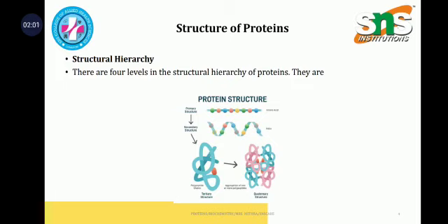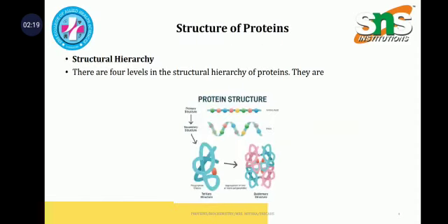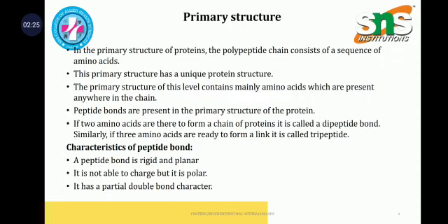Coming to the structure, there are 4 levels of structure in proteins: primary, secondary, tertiary and quaternary. In the primary structure of proteins, the polypeptide chain consists of a sequence of amino acids. You may see that it is the linear sequence of amino acids present in the primary structure. So it is a unique protein structure.